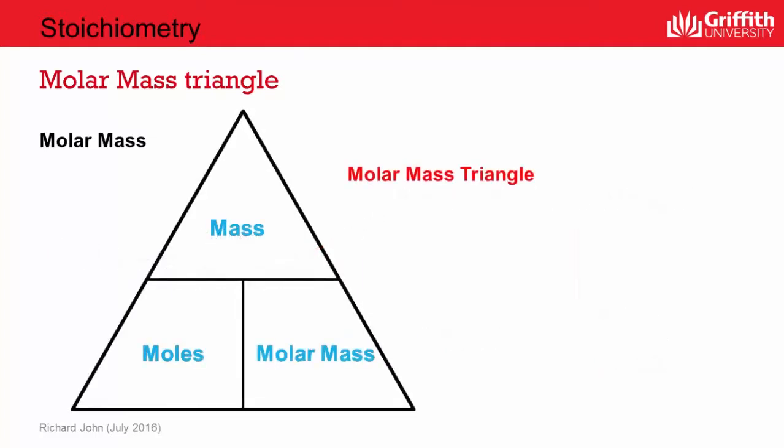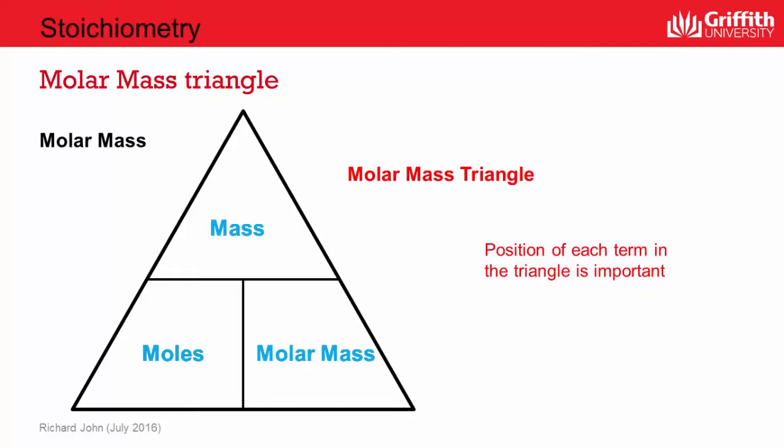So we can use the molar mass triangle to help us out. The molar mass triangle here is divided into three regions where we've got the mass at the top of the triangle, we've got the moles at the bottom left, and we've got the molar mass at the bottom right. And the position of each term in the triangle is important.